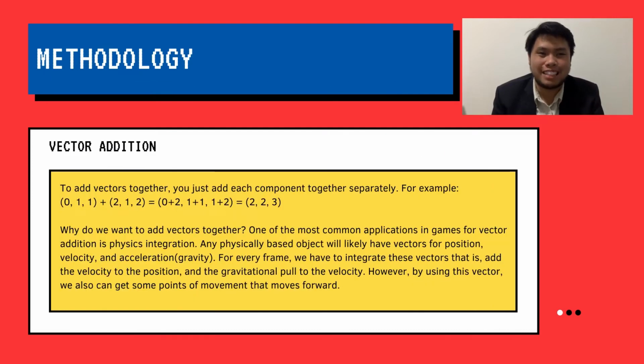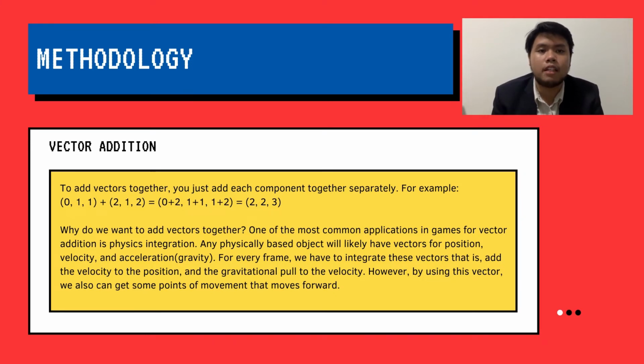Next, methodology. Firstly, vector addition. To add vectors together, you just add each component together separately. For example, the first vector 0, 1, 1 plus the second vector 2, 1, 2, you will get 2, 2, 3. Why do we want to add vectors together?